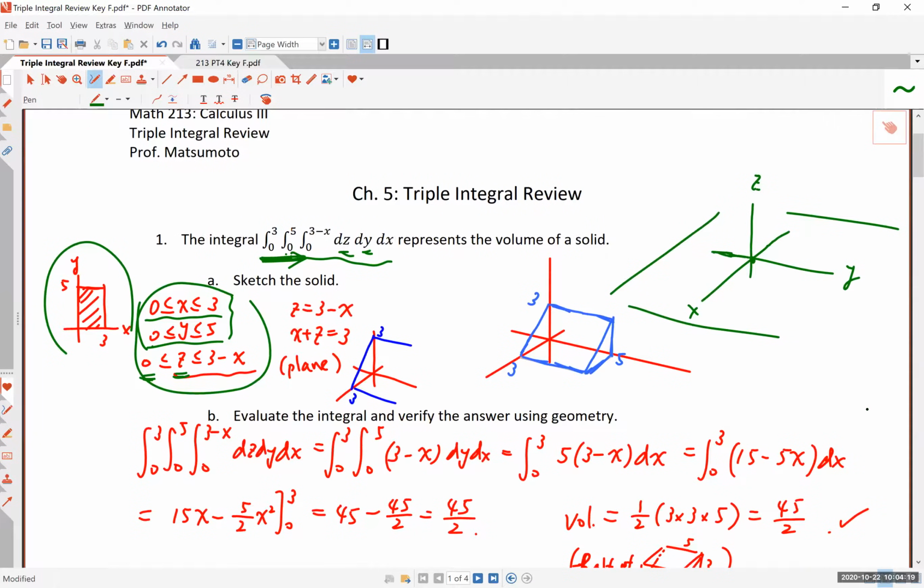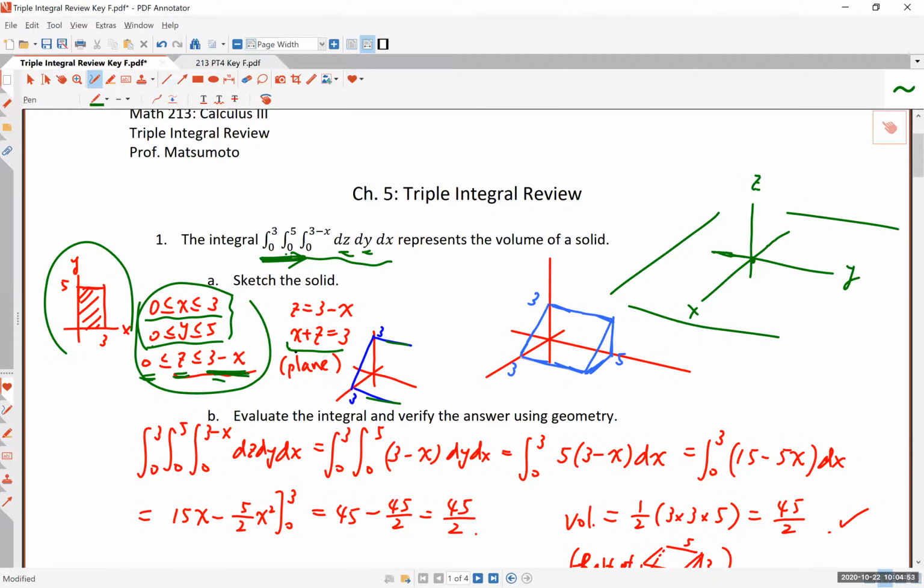All right, and then because the upper bound involves a variable, and this is the only variable you see in the bounds, you try to sketch z is equal to 3 minus x. Now, what is z is equal to 3 minus x? Or, of course, this is the same as x plus z is equal to 3. You should recognize this immediately as a plane, right? And it's a plane that goes parallel to the y-axis. Why? Because y is missing, right? And so it's a plane.